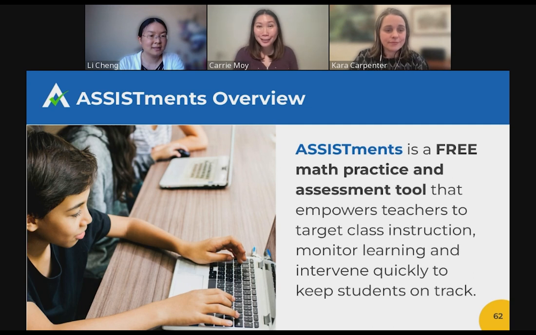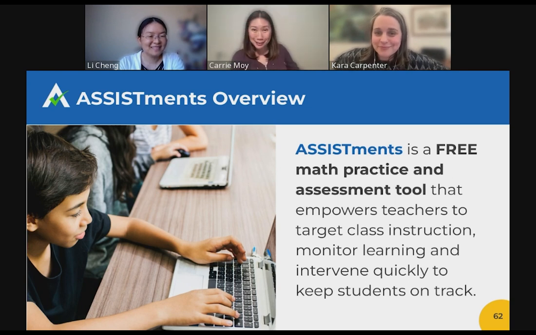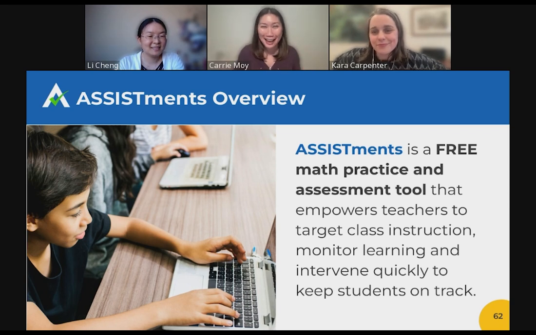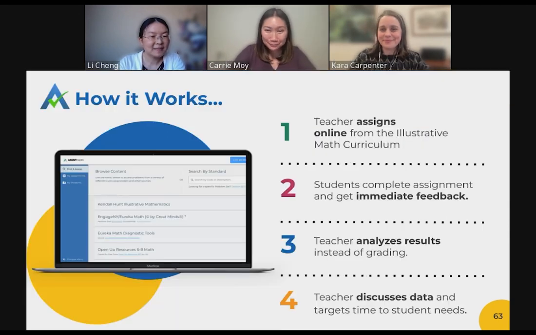A fun fact, Christina Heffernan, who is our co-founder and executive director of ASSISTments, was actually a student in Margaret Smith's classroom, like the developer of the 5 practices. So she was actually a student, became a math teacher, and then built ASSISTments. So just a little fun fact.